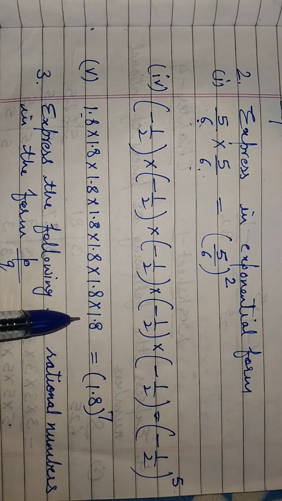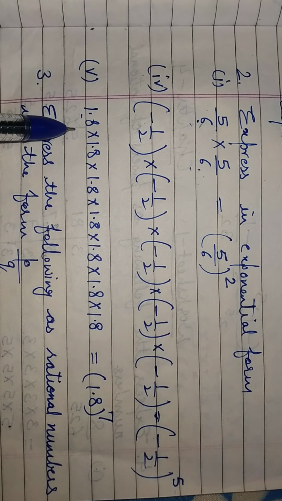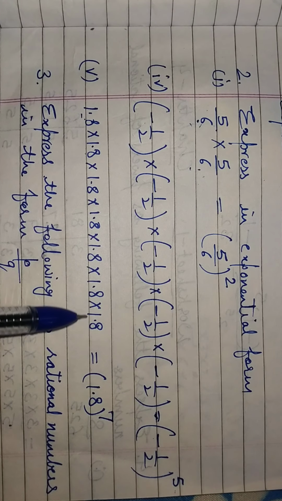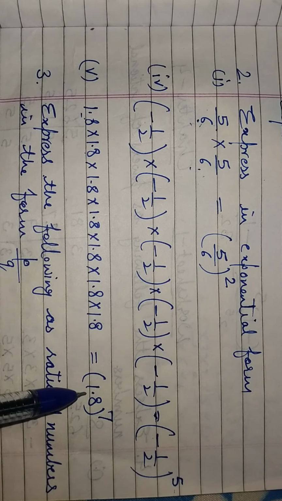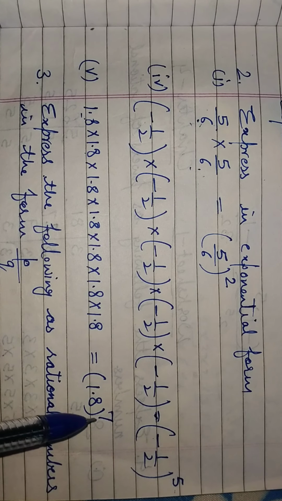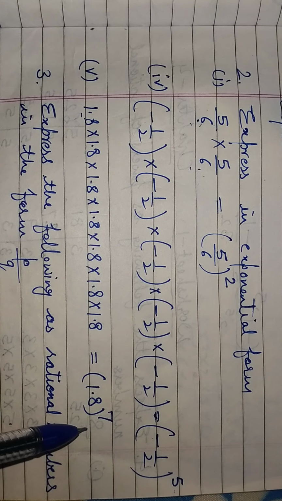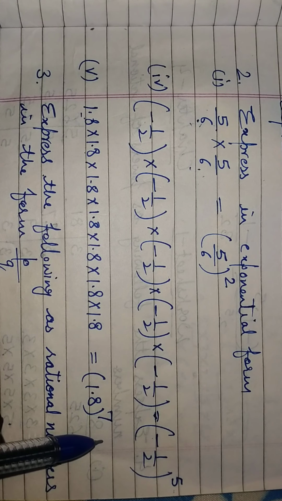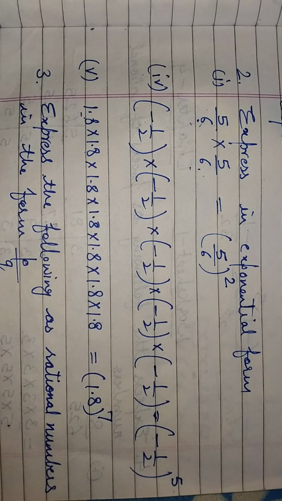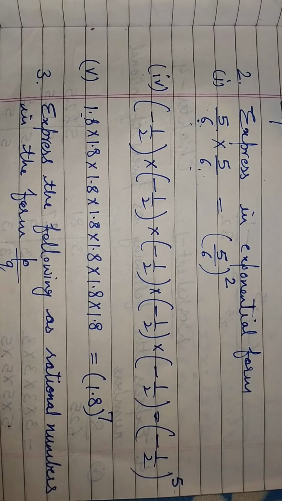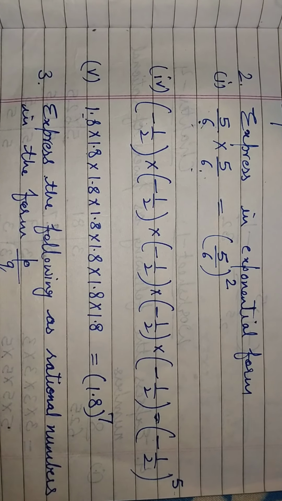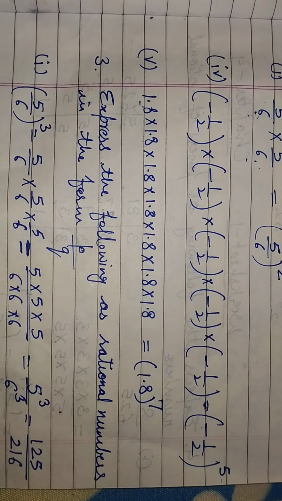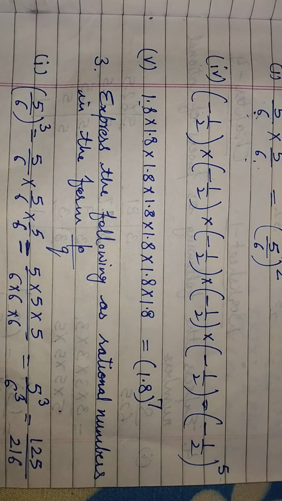1.8 into 1.8 into 1.8 is given. You can count: 1, 2, 3, 4, 5, 6, 7, it is given 7 times. So 1.8 whole raised to power 7. Here 1.8 is the base and 7 is the exponent. The rest of the parts you can do yourself. These are small sums, you do these sums.